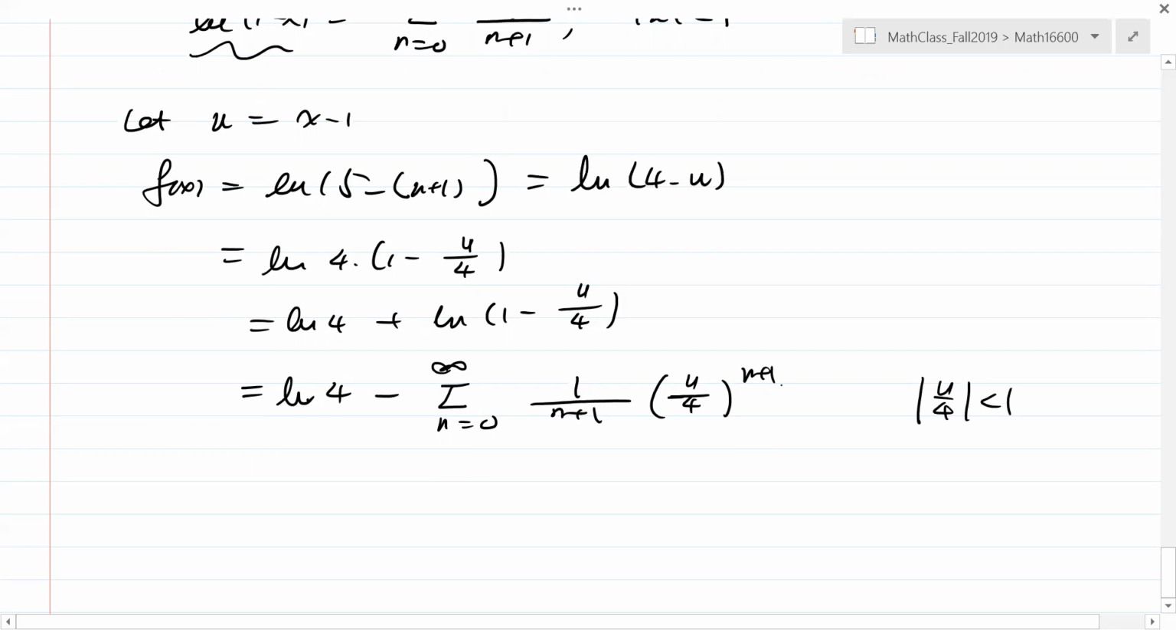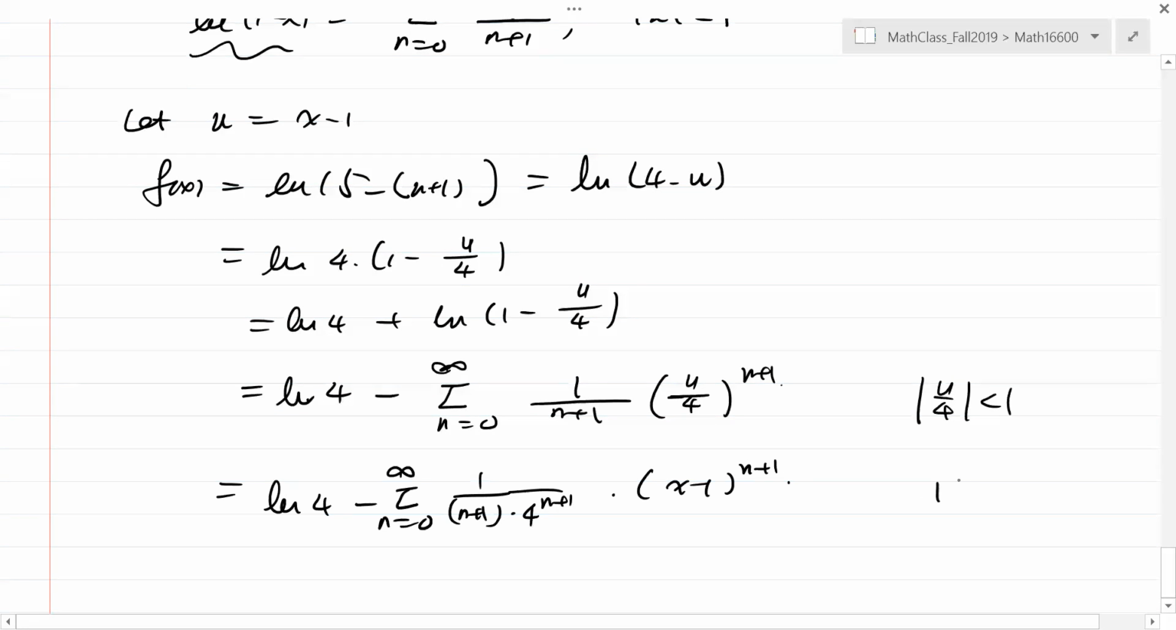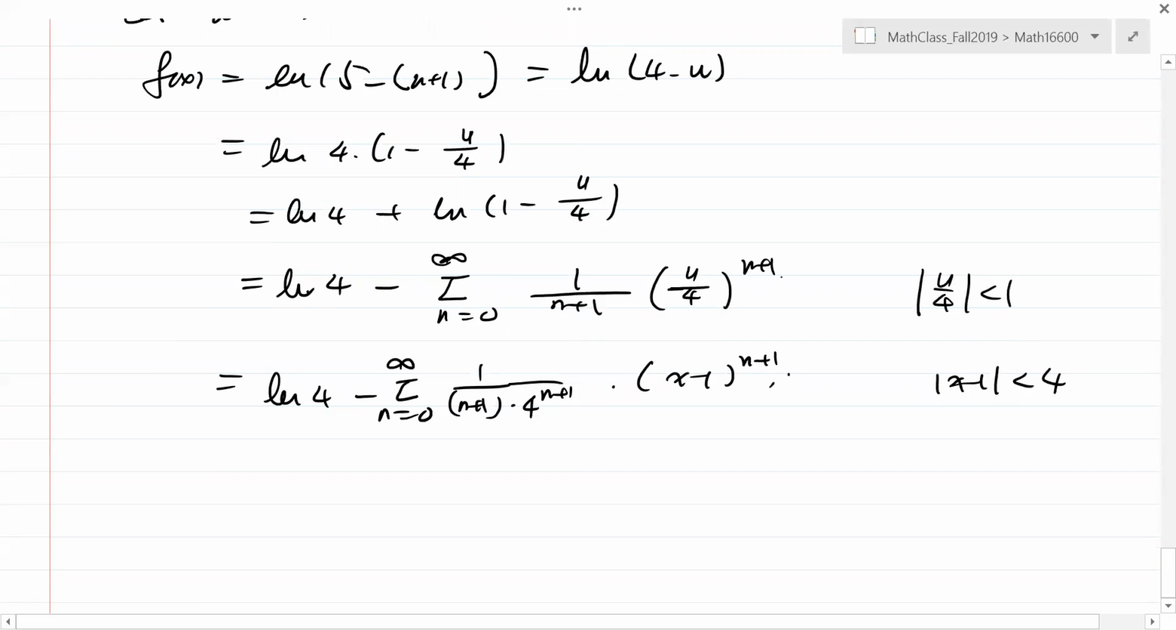So let's rewrite in another form. u to the n plus 1, where u is x minus 1. Absolute u less than 4 means absolute x minus 1 less than 4. See, this is the radius of convergence, given also the same. That's it.